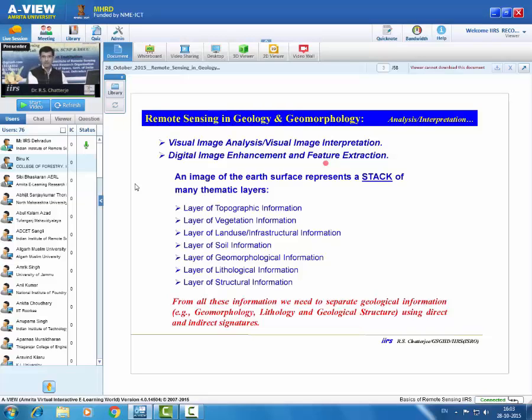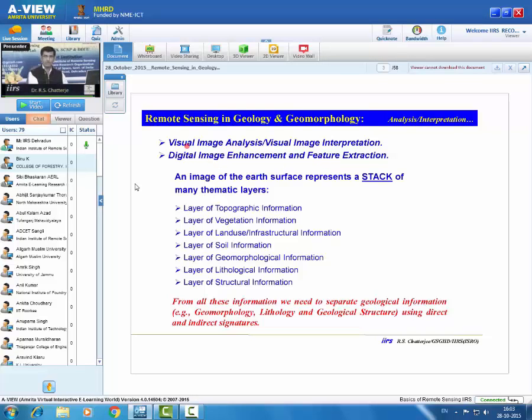And after that, we'll discuss a little bit on geomorphology and how remote sensing can help to identify and map geomorphological features. Okay, and followed by that we'll discuss very briefly some of the salient applications in geosciences, which can be done very efficiently by remote sensing techniques.